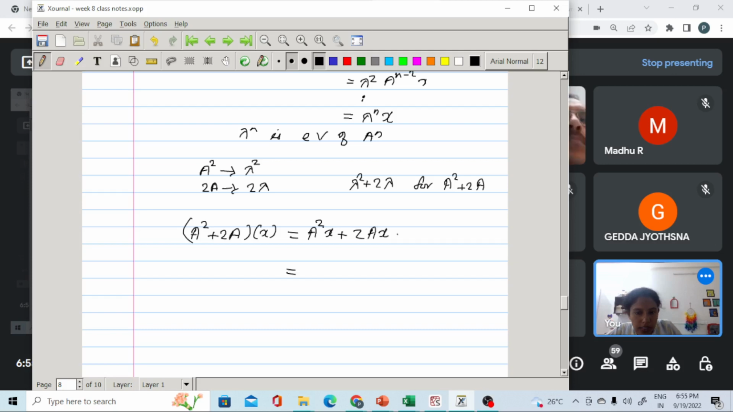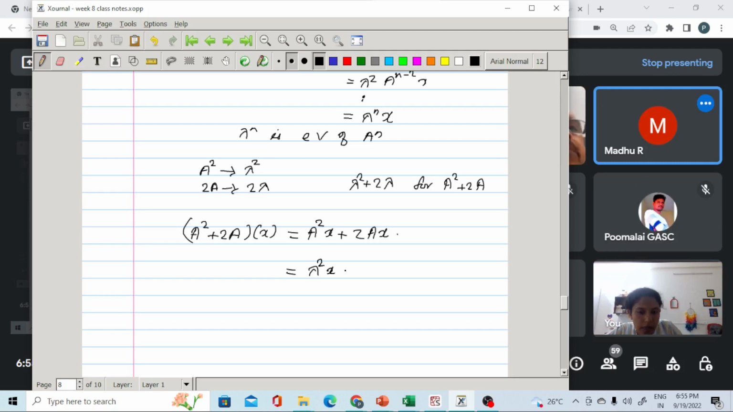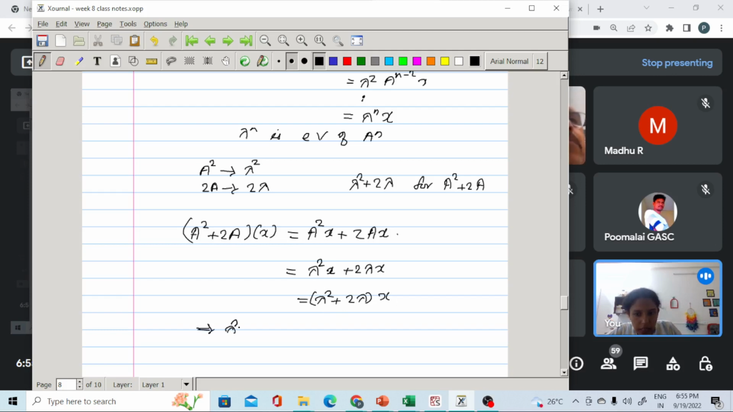What is the value of this? Lambda square x plus 2 lambda x. That means lambda square plus 2 lambda times x. That means for the matrix A square plus 2A, we have a non-zero x such that A square plus 2A of x equals lambda square plus 2 lambda times x. That means lambda square plus 2 lambda is an eigenvalue of A square plus 2A.